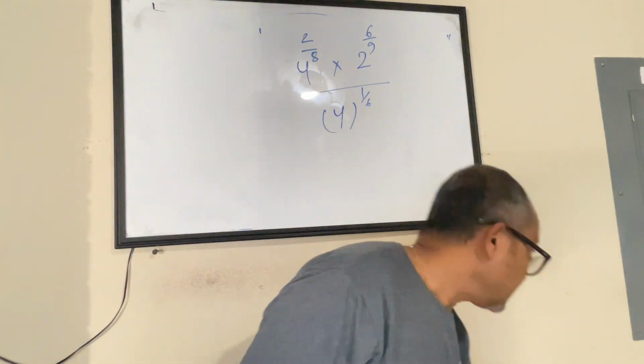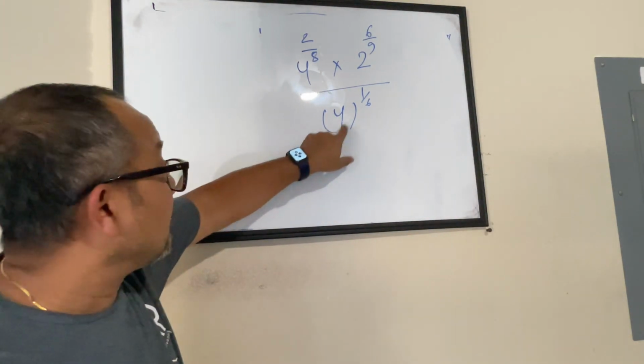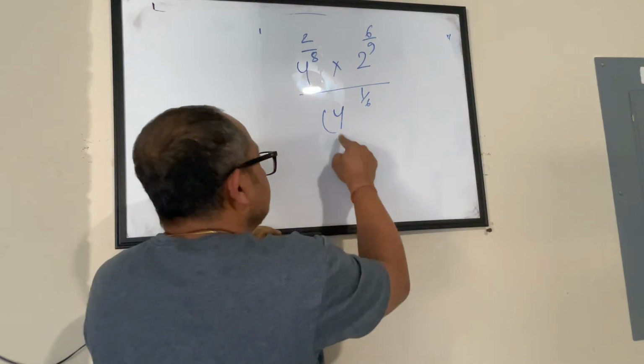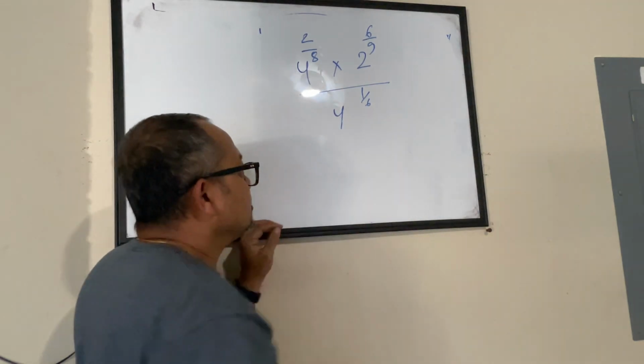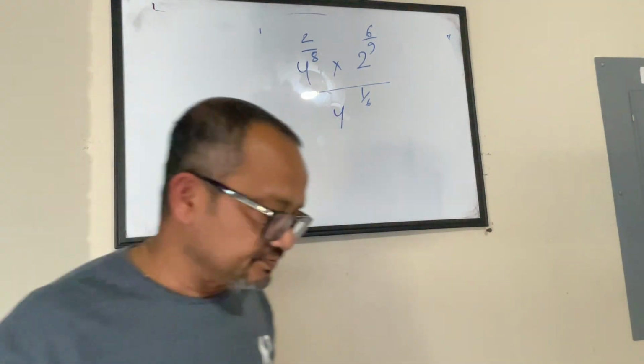What's the bottom say? I can't read it. It's 4 to the power 1 by 6. Okay. Is it easy to read now? 4 to the power 1 by 6.